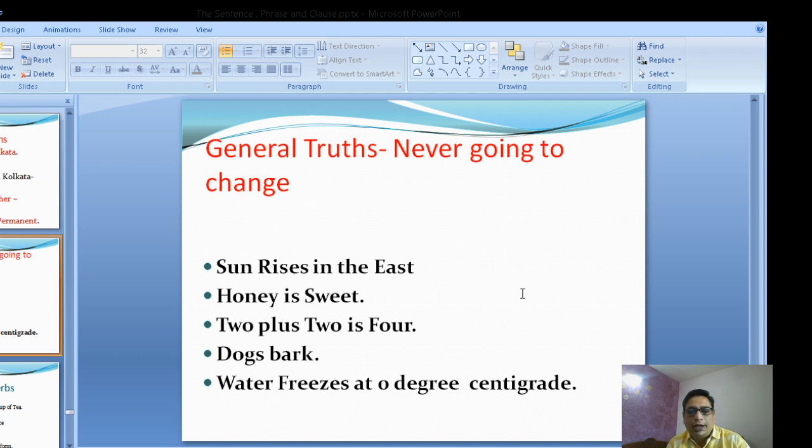Honey is sweet. Now, can honey all of a sudden decide, no, I'm bored of being sweet, I'm going to be bitter from tomorrow? Okay? So that is again not going to happen. No chance of that. So when the chance is absolutely zero and it's a universal fact, then only we talk about it's a general truth. But if it is a condition which is more permanent but it is not like it can never change, then we are talking about a permanent situation. So this is the basic two differences between general truth and permanent situation.